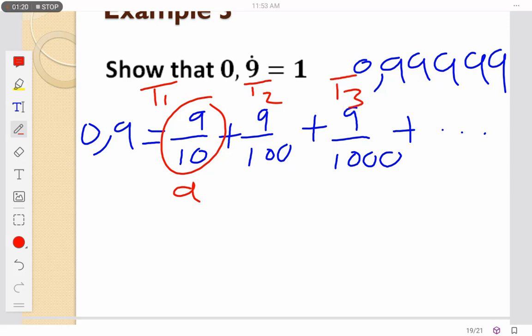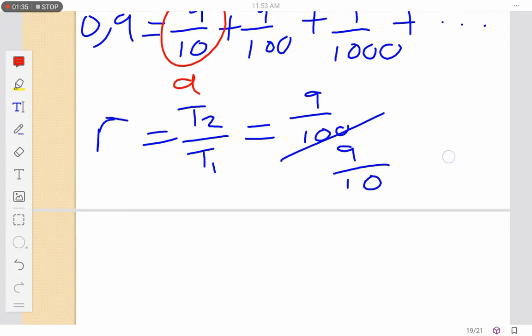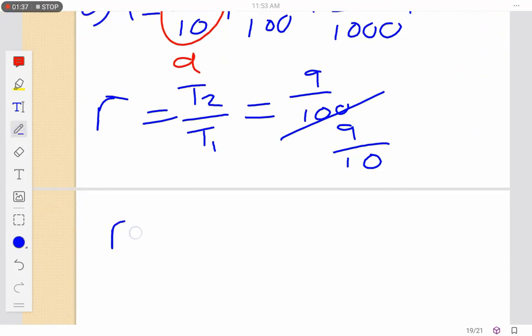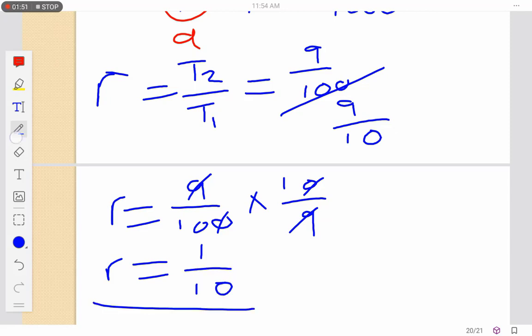We can find our common ratio. Our R is equal to T2 over T1, which is 9 over 100 divided by 9 over 10. It is simply the same as R equals 9 over 100 times 10 over 9. These will cancel off, these will cancel off, so we have 1 over 10. This is our R.